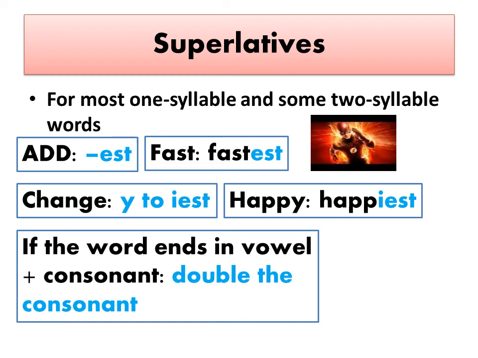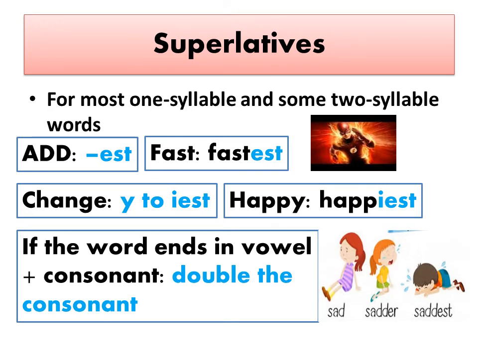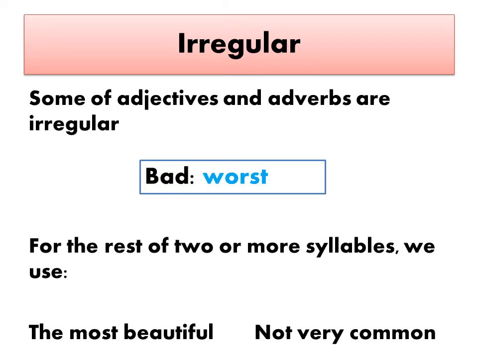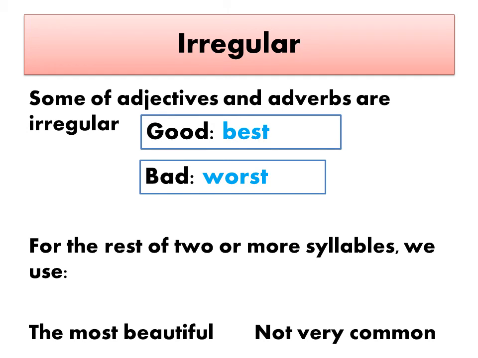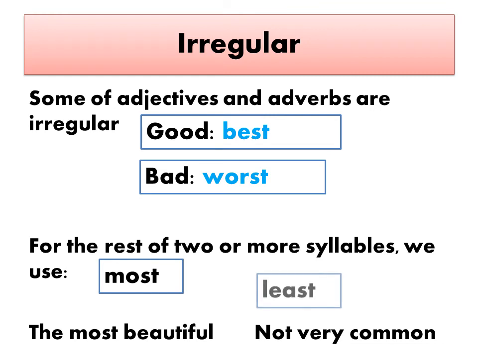If the word ends in consonant, vowel, consonant, again, we double the consonant. So, sadder will be the comparative, saddest will be the superlative. Again, some of them are irregular, so they change. Bad will become worst, good will become best. For the rest of two or more syllables, we use most and least. For example, the most beautiful and least, although it's not impossible, it's not very common to use.